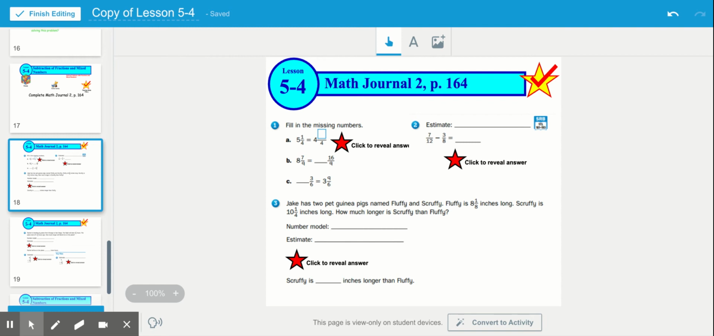On number 2, you're going to estimate, and you're going to solve 7/12 minus 3/8. Don't forget, you got to have a common denominator.